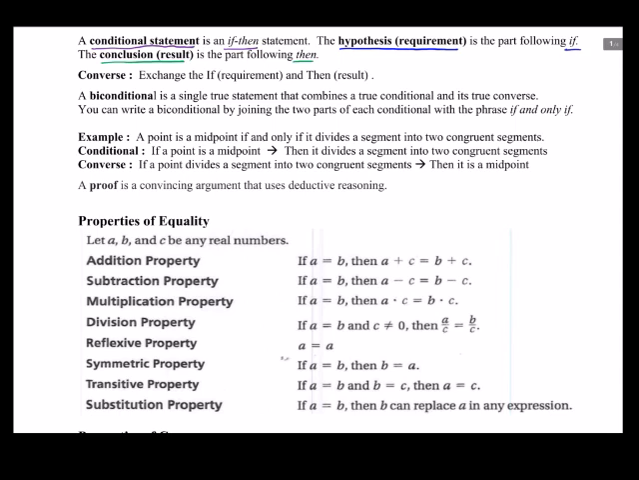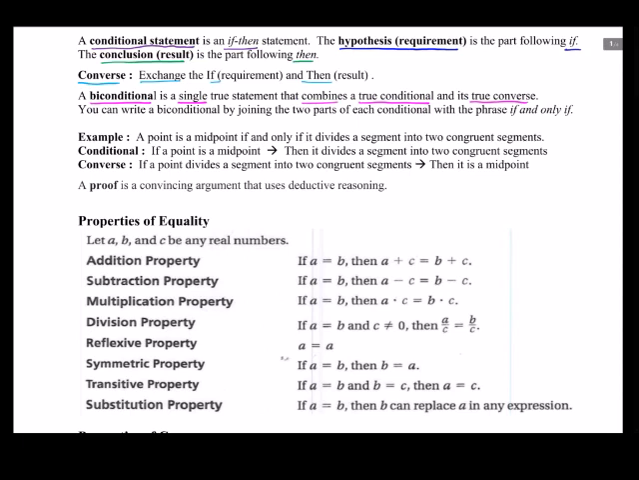We have experience already with a converse, and a converse is simply where we exchange or switch our requirement and our result. We switch our if and then. Now, a word we haven't encountered yet is biconditional, and this is just a single true statement that combines our true conditional and the true converse.